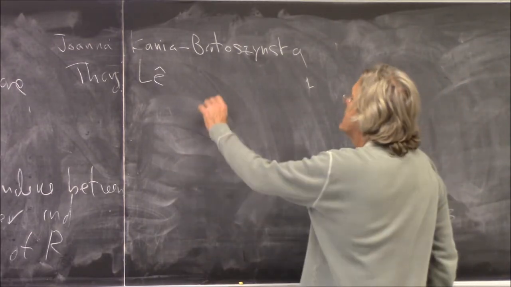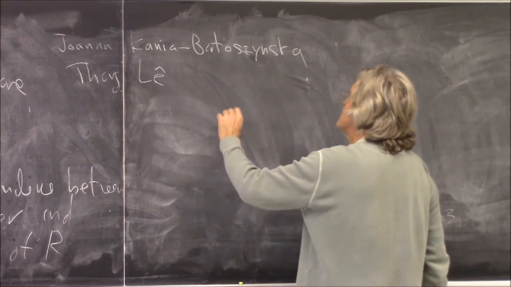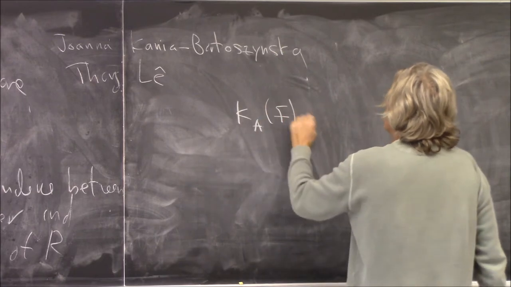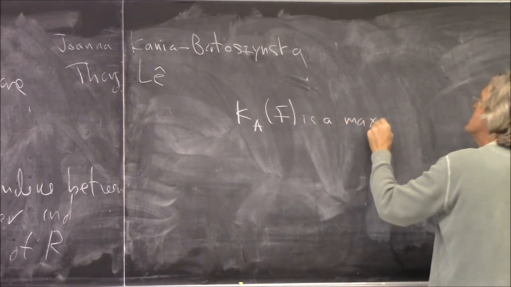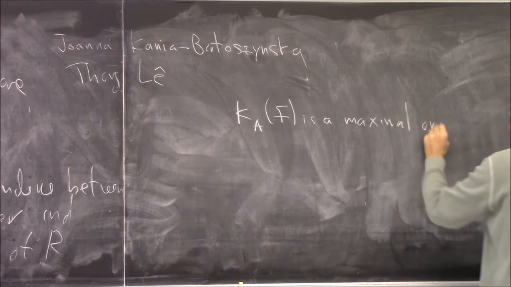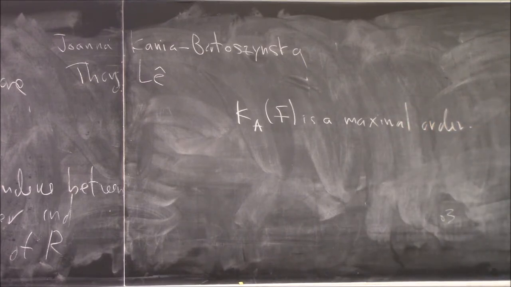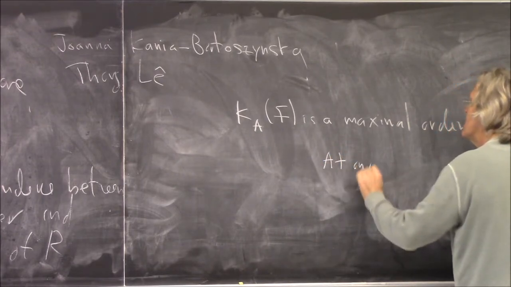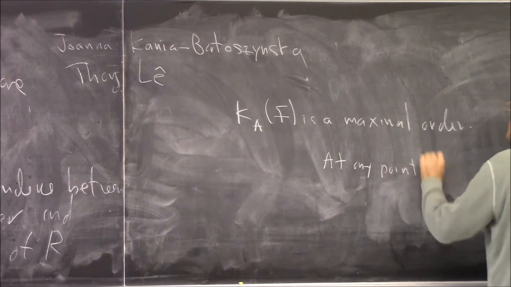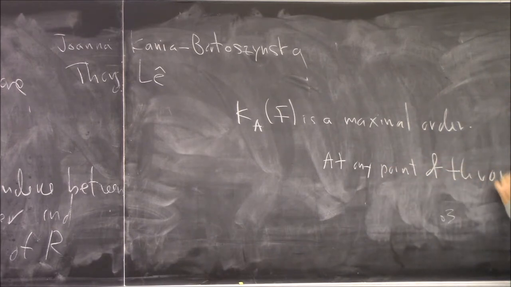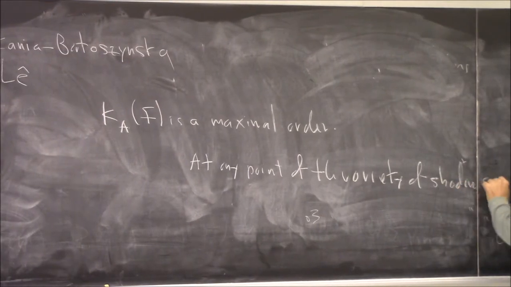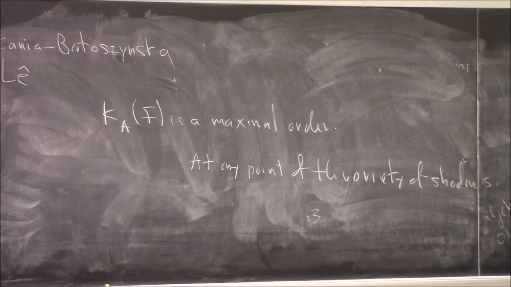But then, in fact, what Tong went on and proved was that K of F is a maximal order, which is an integrality condition. And then that allows him to say that at any point of the variety of shadows. So the variety of shadows, that's the maximal spectrum of the center, which in the case of a closed surface is just the points of the character variety.